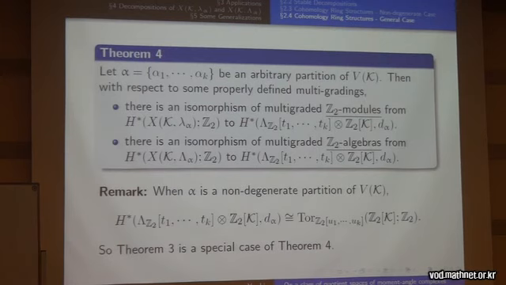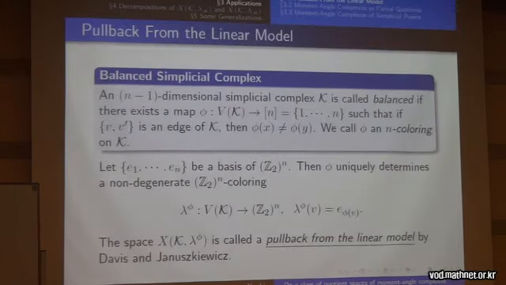Okay, and next I will talk about some applications. First of all, in Davis and Januszkiewicz's paper, they defined what is called the pullback from the linear model. Suppose K is a simplicial complex of dimension n-1. It is called balanced if there is an n-coloring of K. It means we can color the vertices of K by n different colors such that the colors of neighboring vertices are different. So this kind of simplicial complex is called balanced.